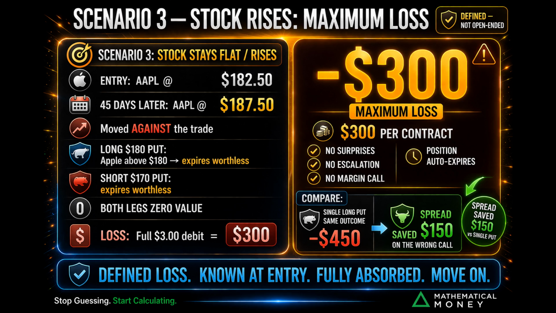Apple rises to $187.50 over the 45-day window, moving in the wrong direction. Both puts expire worthless. Your long 180 put, Apple is above 180.